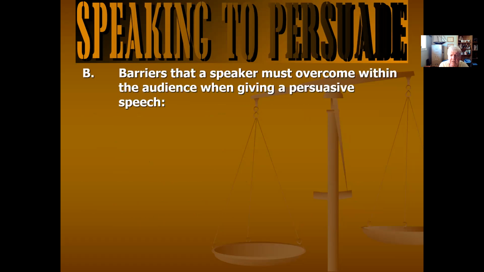Now, there are barriers that a speaker must overcome with the audience when giving a persuasive speech. It's not the same as an informative speech. You can be a little bit more benign as you listen to an informative speech, but when it's a persuasive speech, I'm actually calling you to change your attitude, to create an attitude, to change the attitude direction, to change the intensity of the attitude, and or to bring about a behavioral response that's very strong. Okay, but you have to overcome some issues with your audience.